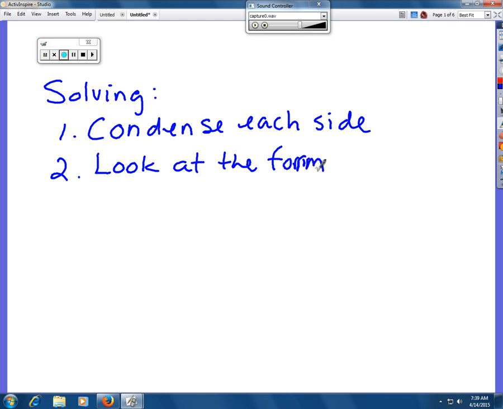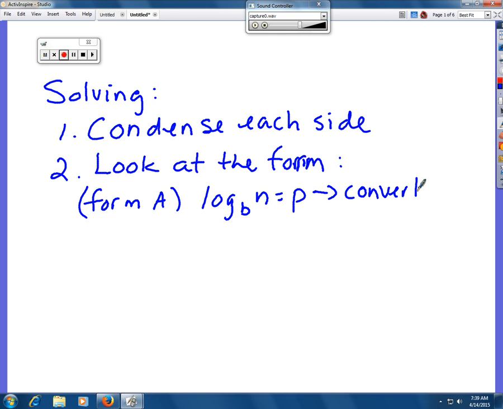Sorry, that says form. We'll call form A the form that looks like this: log base b of n equals p. So it's in log form. You need to convert to exponential form, which is b to the p equals n.